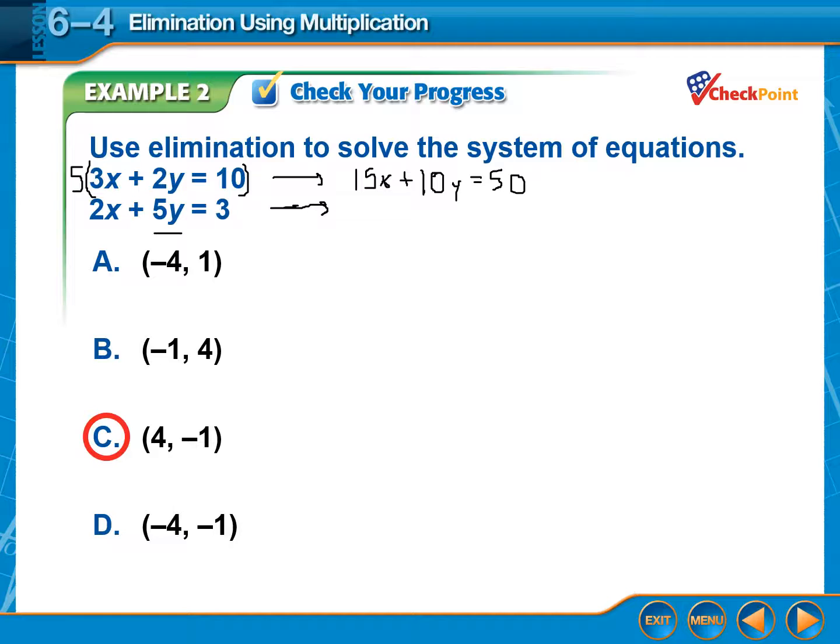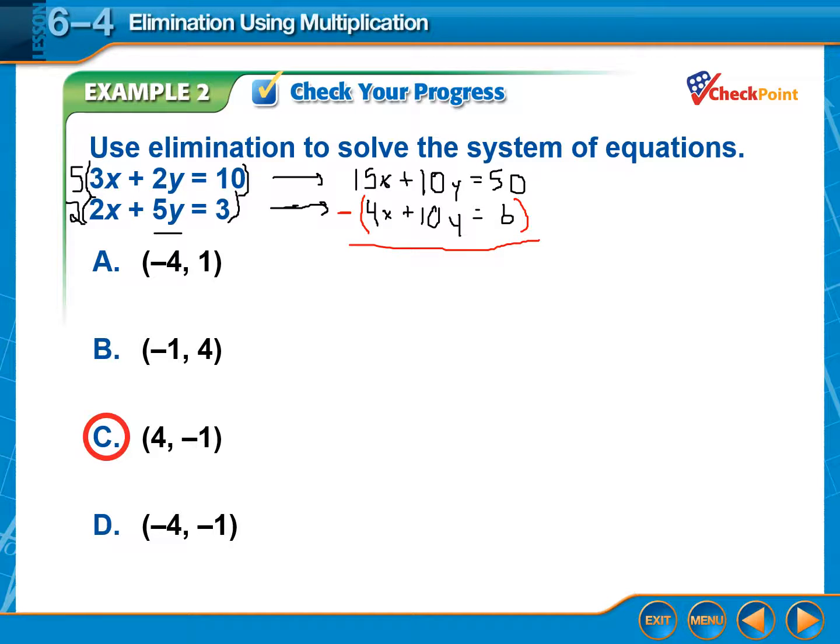The second equation, if I want to change 5y into 10y, I need to multiply this second equation by 2. So 2x times 2 is 4x. 2 times 5y is 10y. And 2 times 3 is 6. So now I've got two equations and they both have coefficients for y of 10. So in order to eliminate the y's, I'm going to subtract the second equation from the first one. So I'm going to take 15x plus 10y equals 50, and I'm going to subtract 4x plus 10y equals 6.